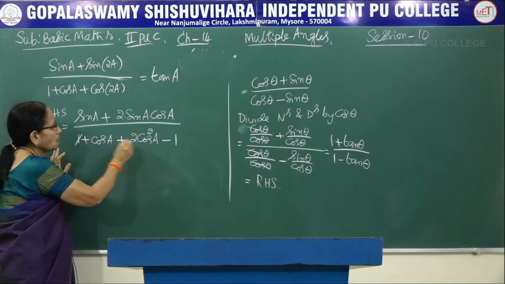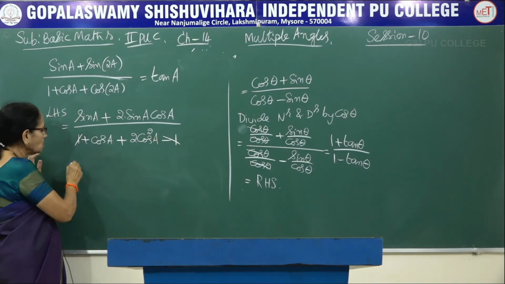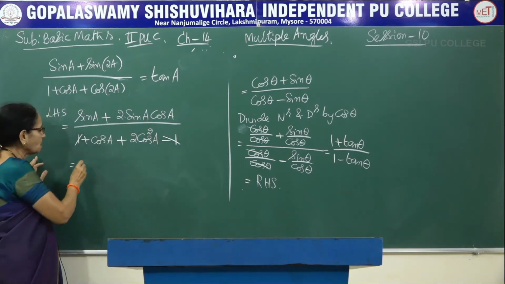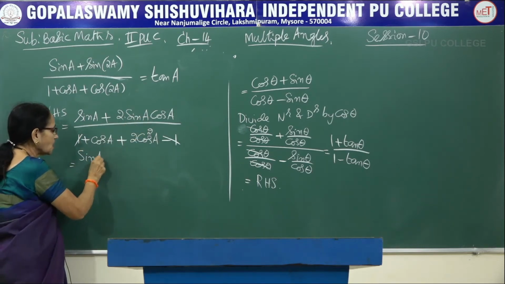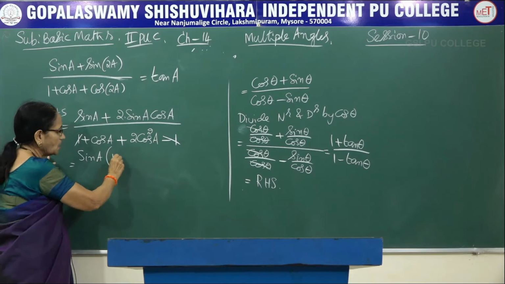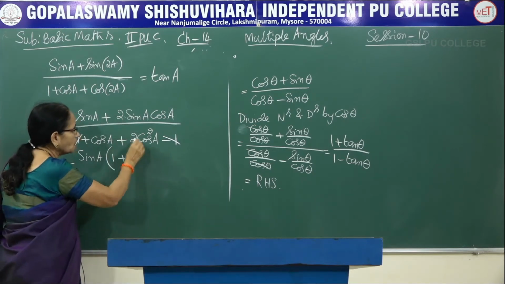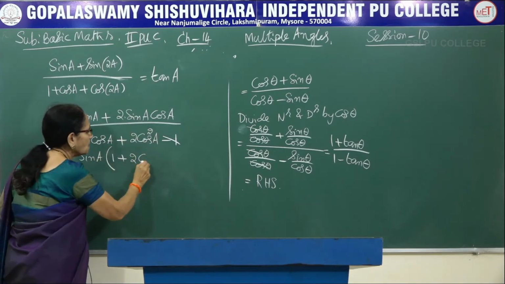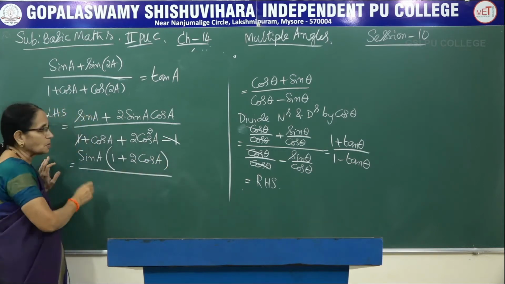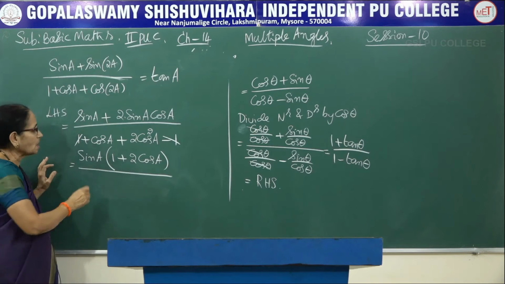Now 1 and minus 1 cancel. Look at the numerator, sin A and 2 sin A cos A. What is the common factor? The common factor is sin A. Now write inside the bracket, this has been taken outside. What is remaining? 1 is remaining. Here 2 is there, sin A has been taken outside, it becomes cos A. Close the bracket. Now come to the denominator, plus 1 minus 1 you have already cancelled.